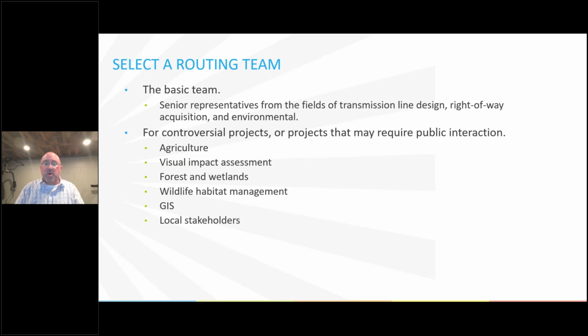For controversial projects or projects that may require public interaction, other team members should be added to deal with the specific issues or to respond to natural resource and human values that may exist in the project area. So we might want specialists from agricultural visual impact assessments, forest and wetlands, wildlife habitat management, GIS, and even local stakeholders, people that live nearby.